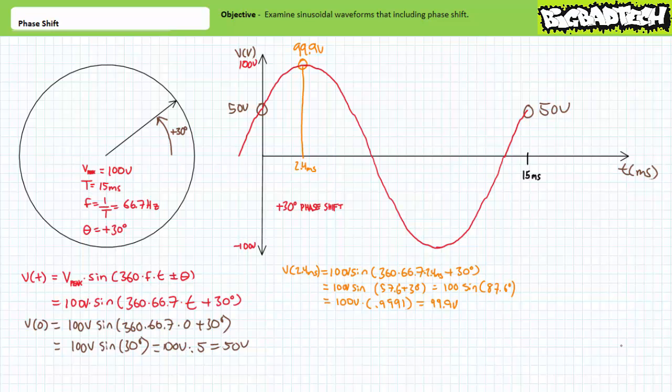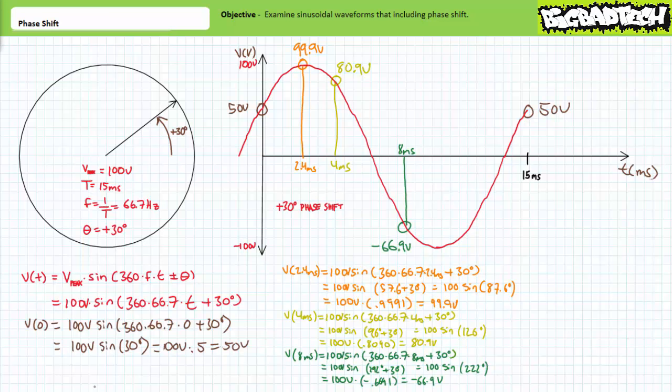As can be expected, this results in an output voltage just shy of peak at approximately 99.9 volts. Similarly, at 4 milliseconds, it could be demonstrated the output voltage would be equal to 80.9 volts. Finally, at 8 milliseconds, it could be demonstrated the output voltage would be equal to approximately -66.9 volts. One could perform this analysis for increasing number of points and arrive at the same conclusion we observed earlier.